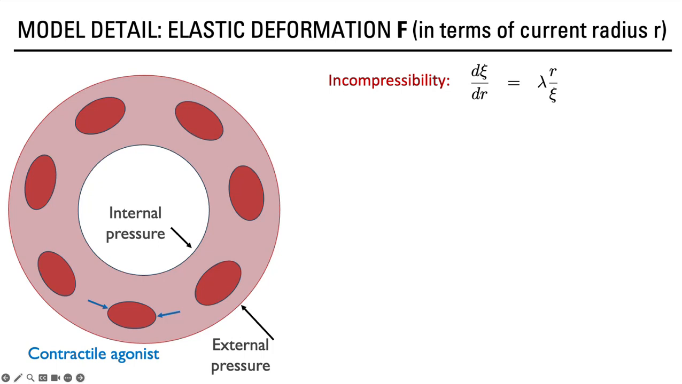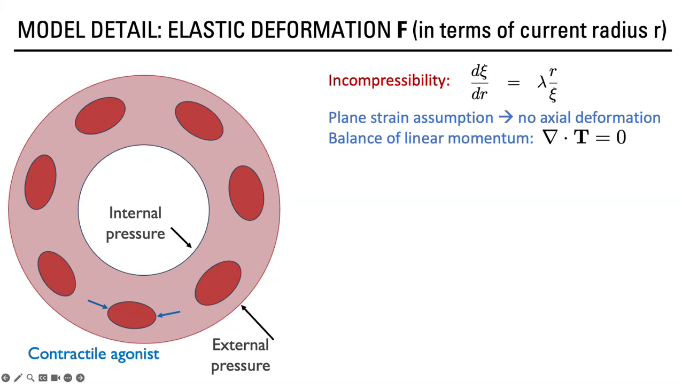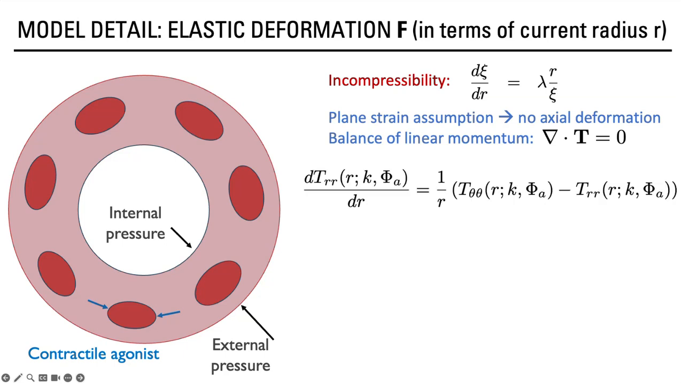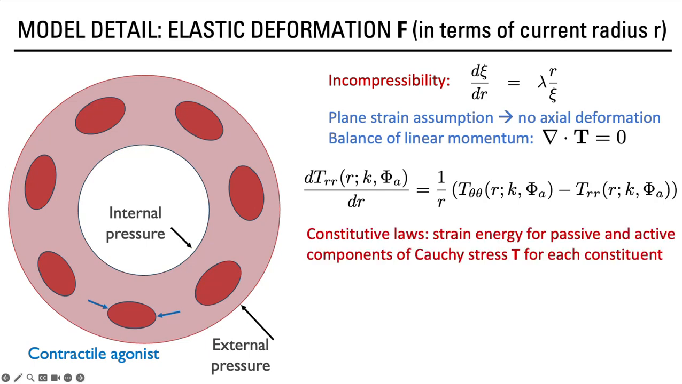So the equations that are relevant here are: we assume the tissue itself is incompressible, that we're in a plane strain, so that the airway is held fixed at the 2 ends, so there's no axial deformation, and then we want to solve balance of linear momentum, which in the axisymmetric case just boils down to this equation. And then we've got a bunch of constitutive laws for each constituent.